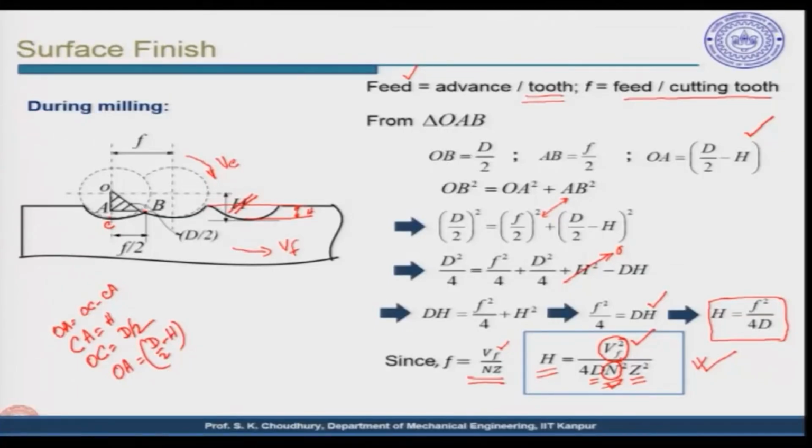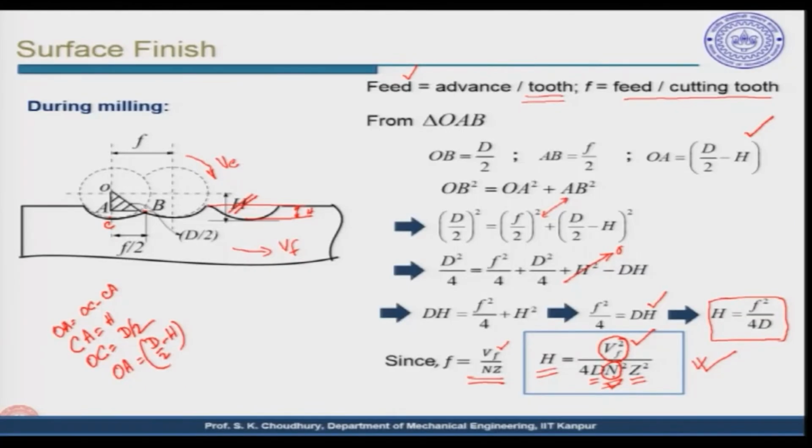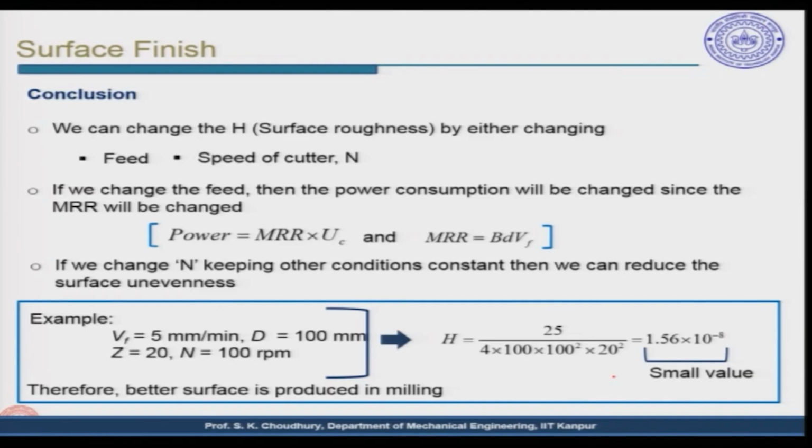So analytically we can see that these are the two parameters, but Vf cannot be changed, because by changing the Vf, once again I am repeating, the MRR, material removal rate, and the production rate will be changed, and we can change only the N, which is the RPM of the milling cutter. Now, let us see what happens in case of grinding. Before we do that, let us conclude that we can change the H, as I said, by either changing feed or speed.